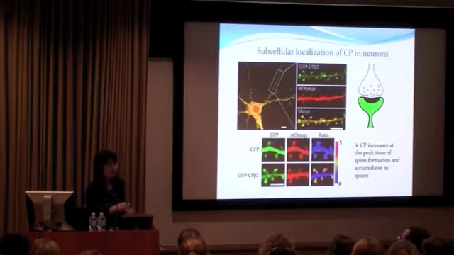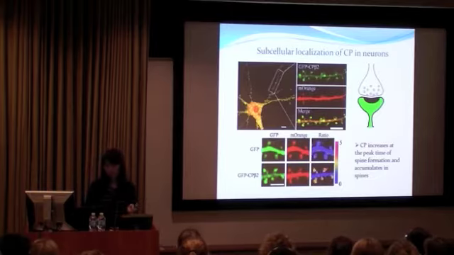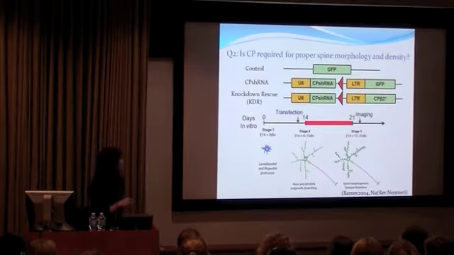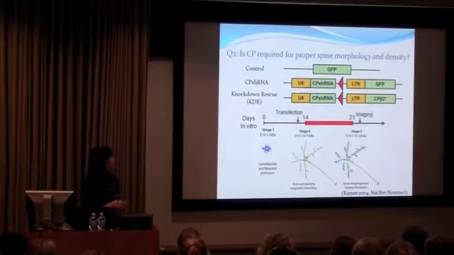So from Western blot data, we know it is expressed during spine formation, and now we see that it is accumulated in spines. We can continue to examine capping protein function now. The question we asked is: is it required for proper spine morphology and density? We use a loss of function approach.